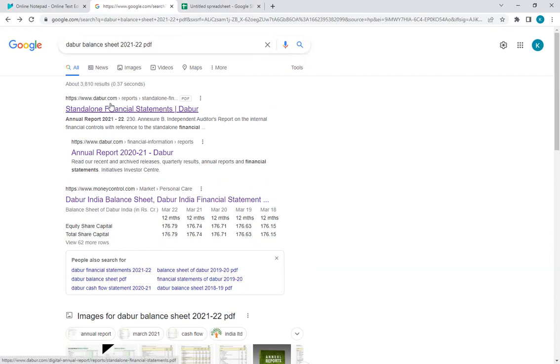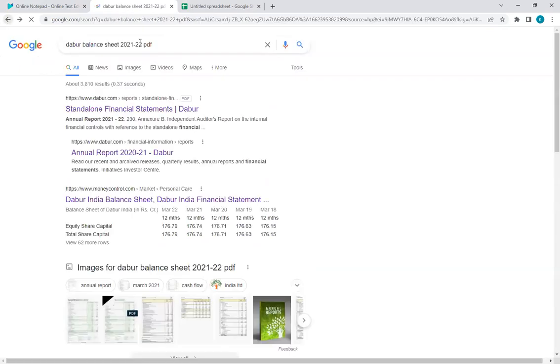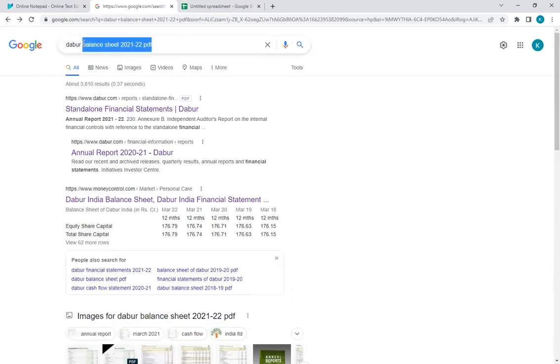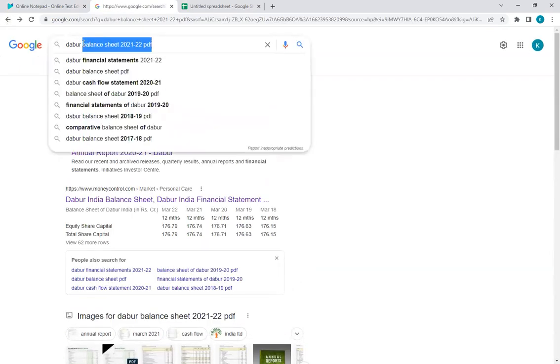Every company which is publicly traded will have its own website, where every investor or trader can go and download the financial statement reports. I don't know why it is not working. So let me try the Dabur site first. Dabur Limited.